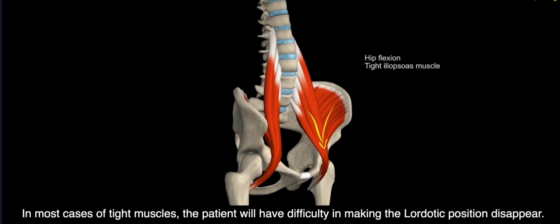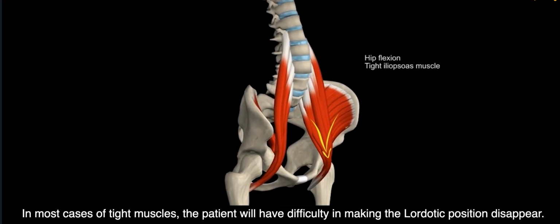Next step, bending the knees. Bending the knees also creates slight flexion of the hip joints and releases the flexor muscles of the hip. In most cases of tight muscles, the patient will have difficulty in making the lordotic position disappear.